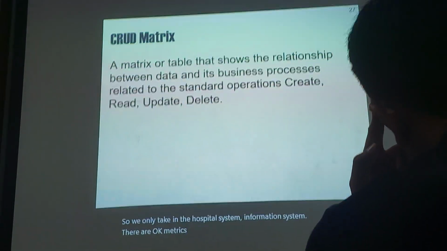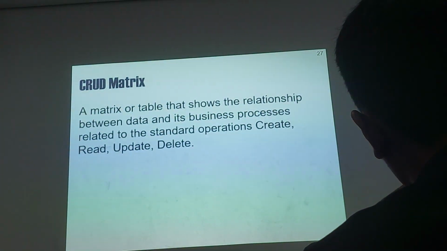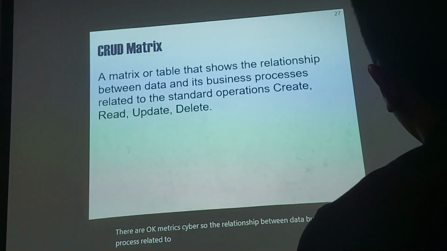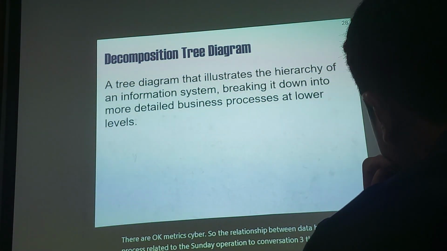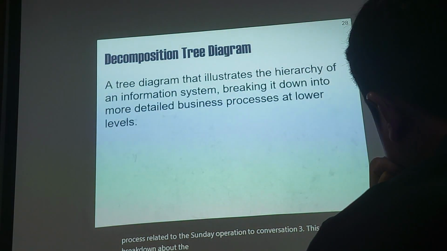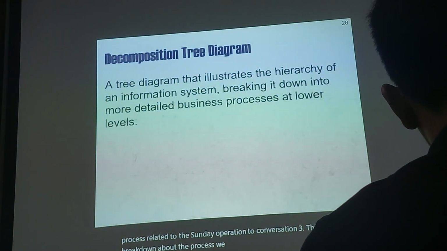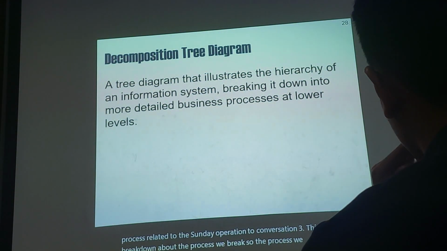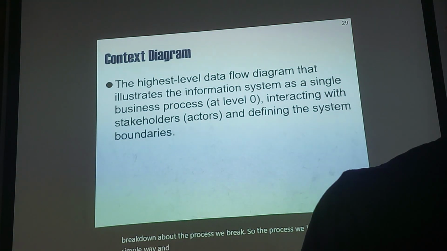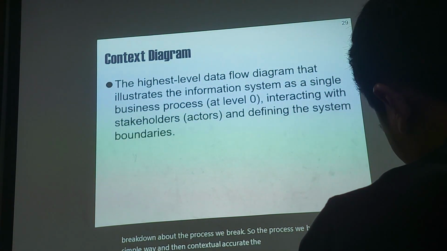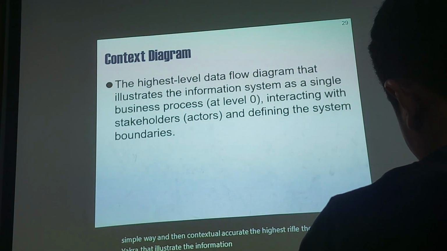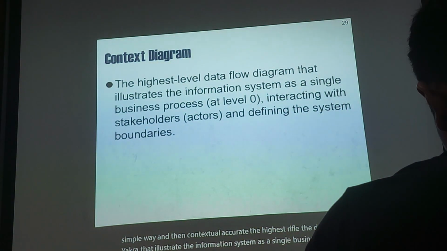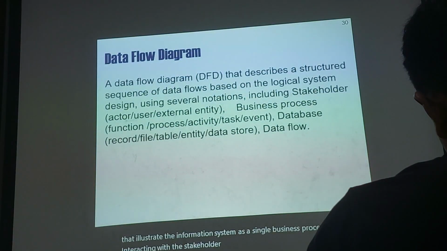The association matrix table shows the relationship between data and business process related to the standard application. The decomposition tree is the breakdown of the process. We break the process down in a simple way. And then the context diagram is the highest level data flow diagram that illustrates the information system as a single business process interacting with the stakeholder and defining the system boundary.